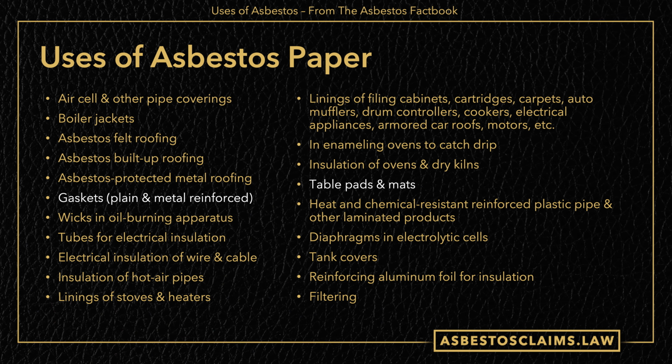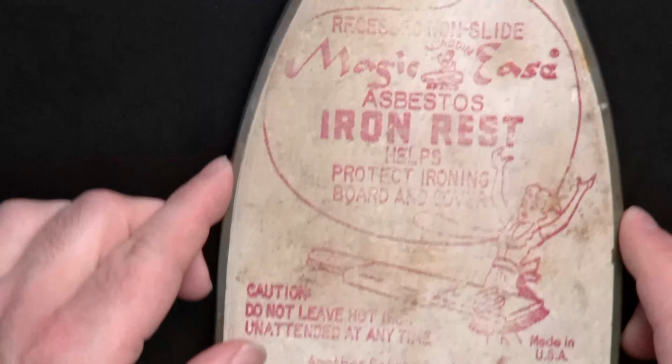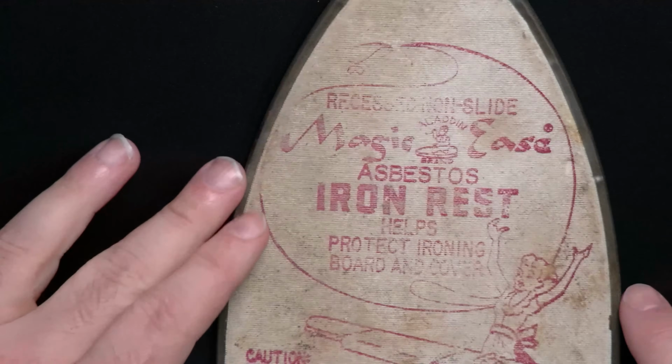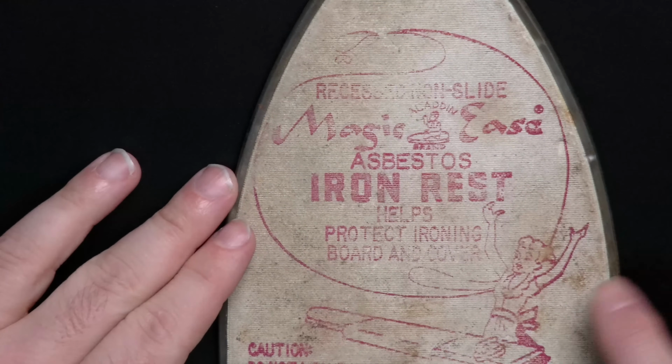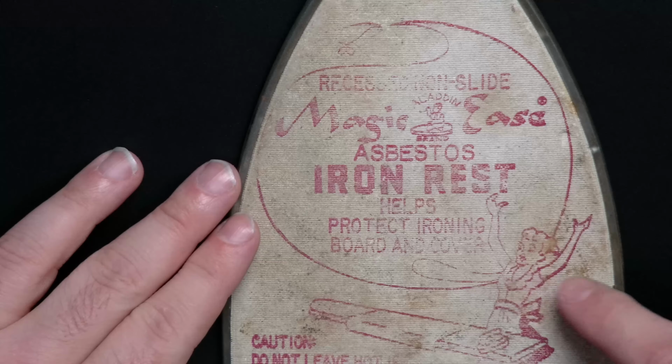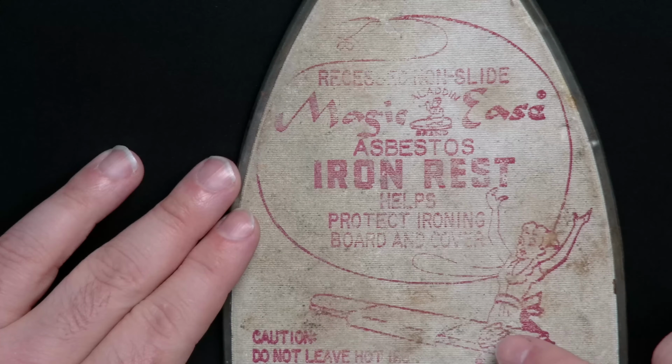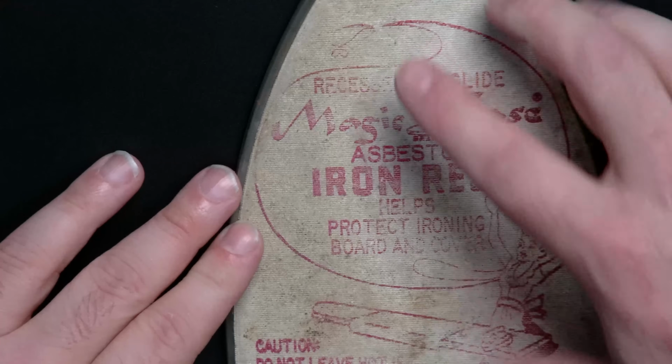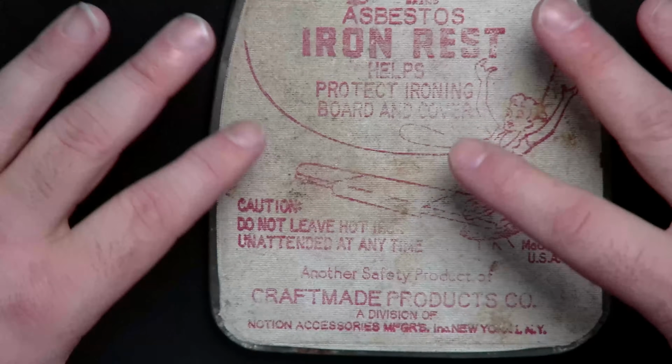Asbestos gaskets, we've already shown you asbestos gaskets, and now it says table pads and mats. I've got another thing here to show you, give you an example. This is an asbestos iron rest. Helps protect ironing board and cover, and we have a housewife here who's just so happy that she gets to set her iron on this, which is an iron-shaped asbestos pad. Another safety product of Craft Made Products Co.